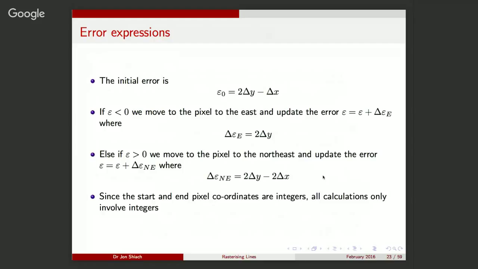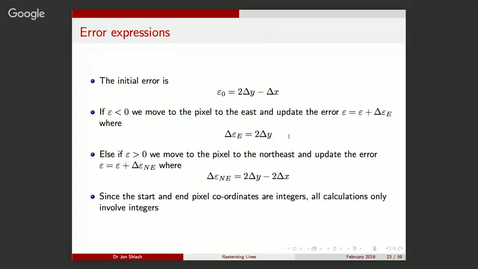You use that error to determine which of the next two pixels we're going to go to. If the error is negative, we move to the east, and we add delta E to our error, where delta E is just 2 times delta y. If the error is positive, we move to the northeast, and we add this to our error. So all we're doing is adding something to our error, and we're checking whether the error is positive or negative to decide.